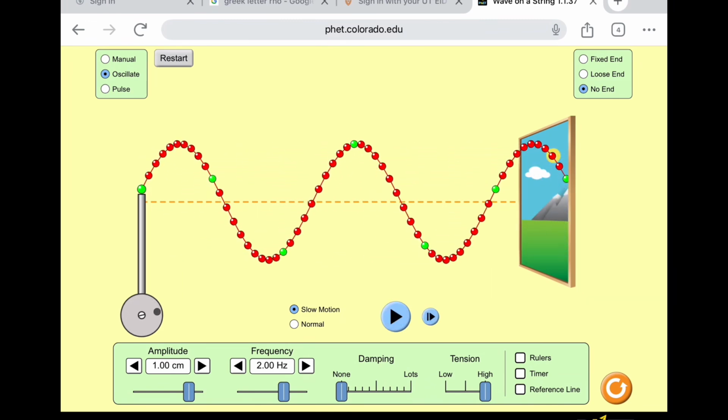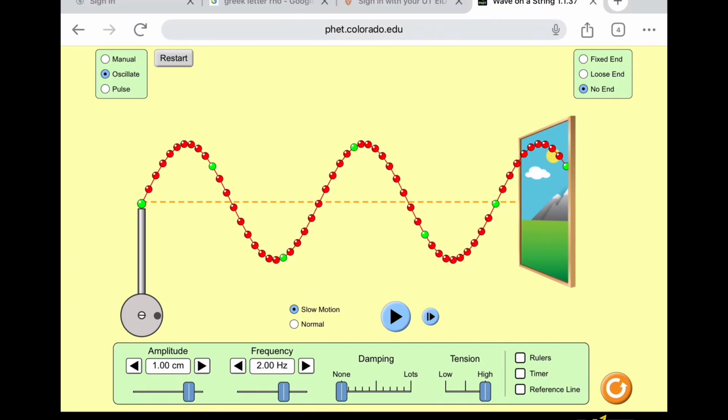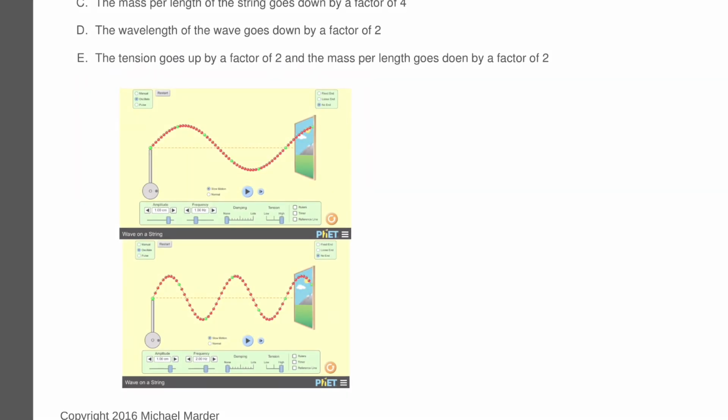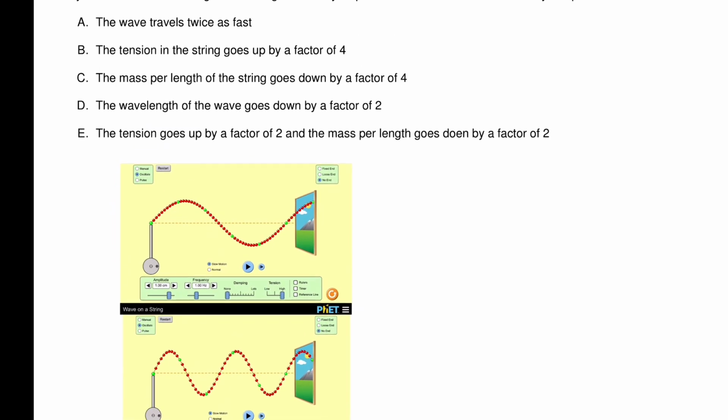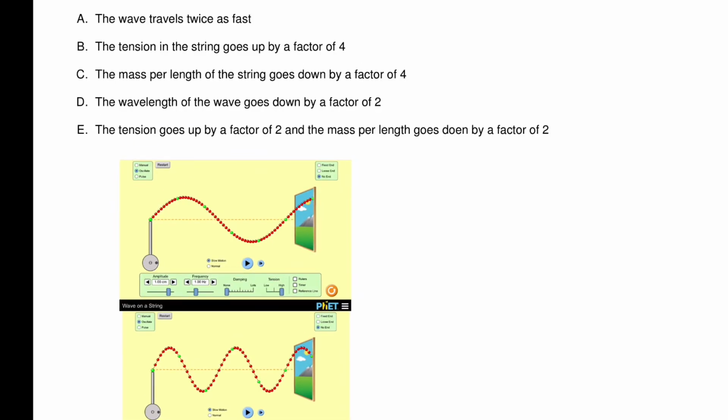I'll take a screenshot again. And let's compare them. All right, so there we have it. We have both waves right there. You can see the difference. Now let's look at the answer choices. We have: the wave travels twice as fast.